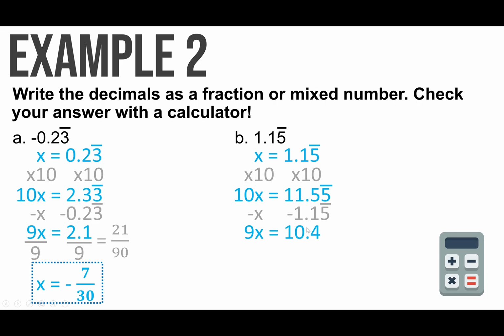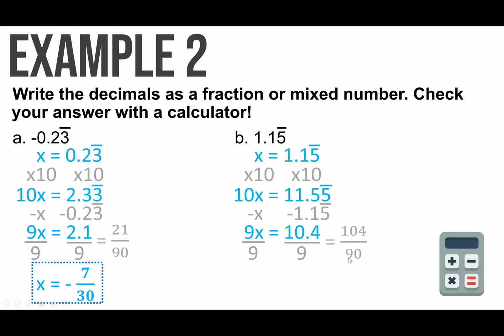Now we're going to divide by 9. We want to find what x is, right? So divide by 9, divide by 9. Okay, so you see here, oh, too bad, you can't do it because you can't have a decimal in the numerator. So multiply the top and the bottom by 10, make it equivalent. So this is going to be 104 over 90.